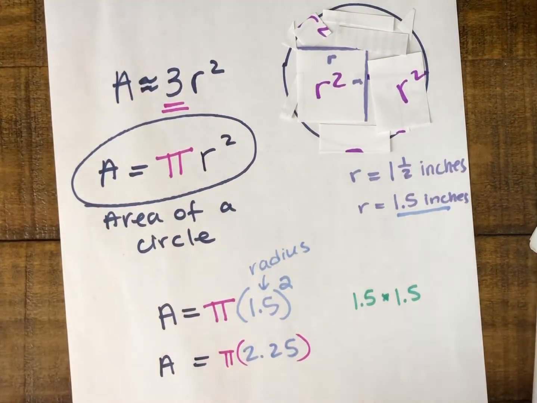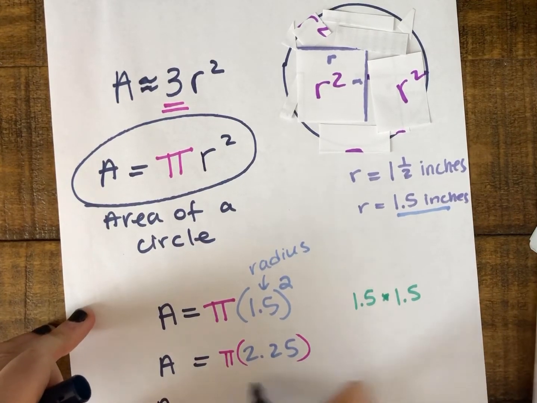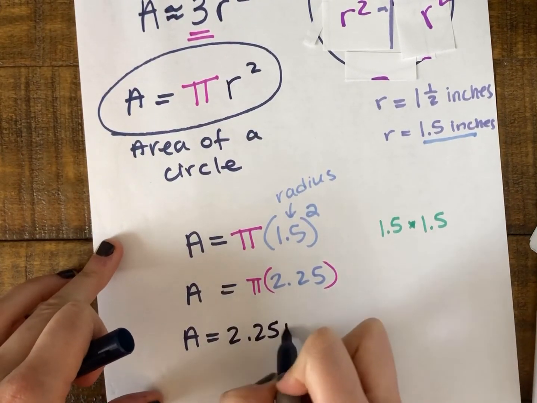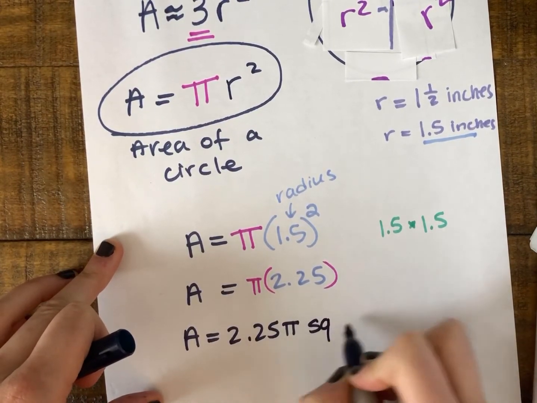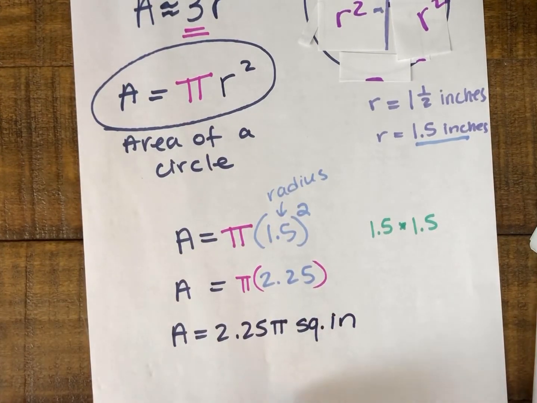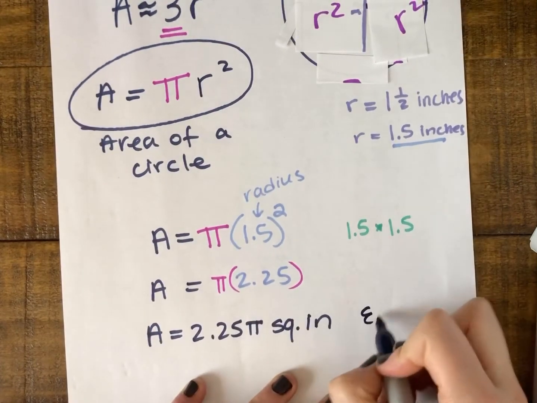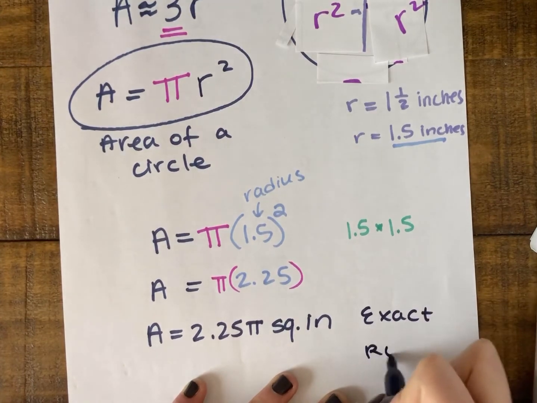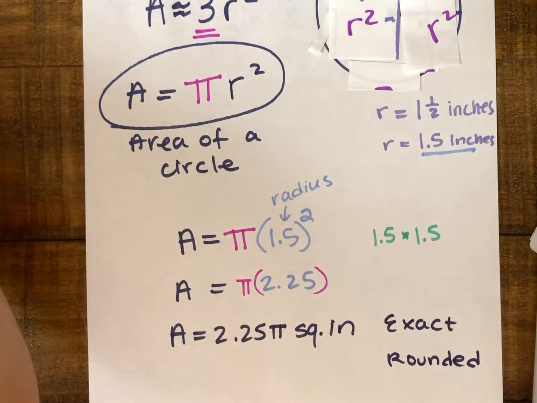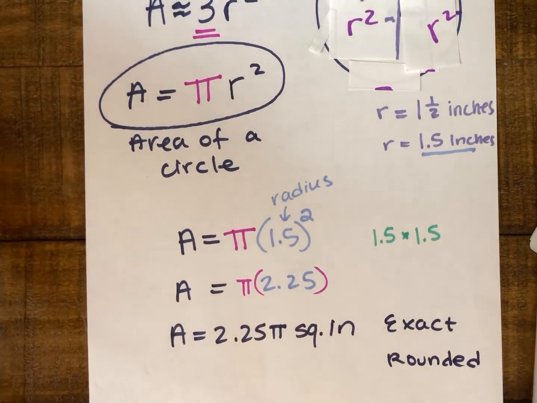Now I have an area. So here's the formula, here's what my area is. If I leave this in exact form, I would just switch these two around. I could say that the area of my circle is 2.25 pi square inches, or squinches. But maybe for you, you don't like leaving the pi in here. This is called an exact answer. Maybe we want to have a rounded answer. So what I would do in my calculator is type in 2.25 times pi and get an answer.